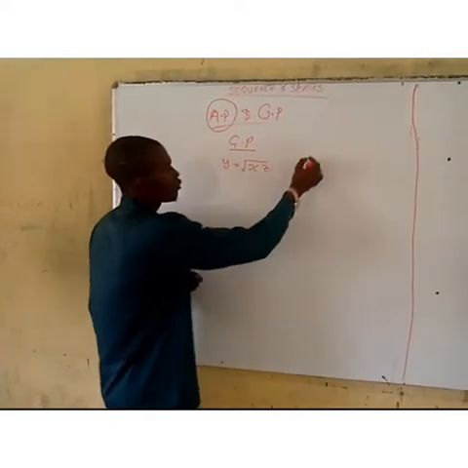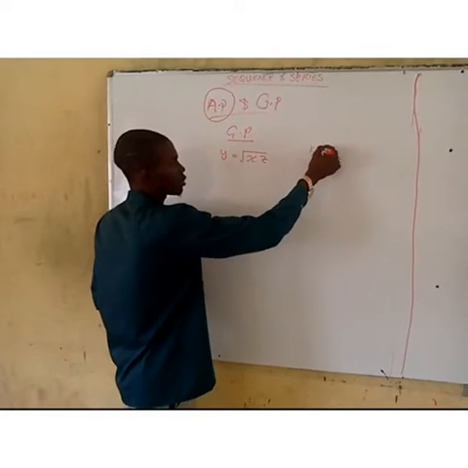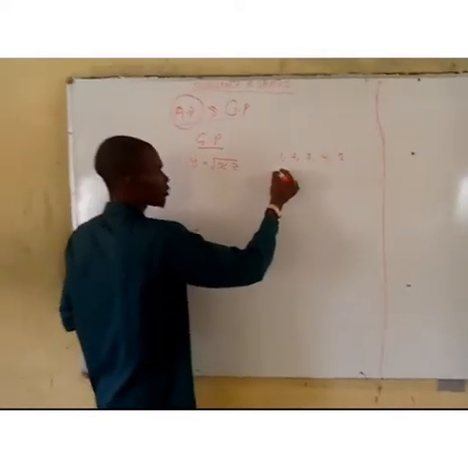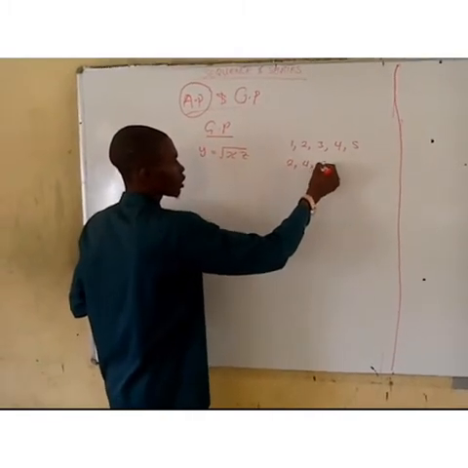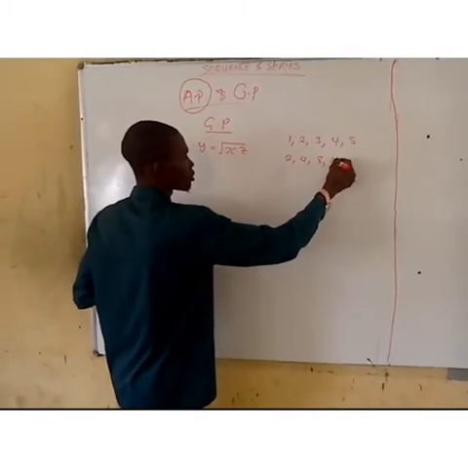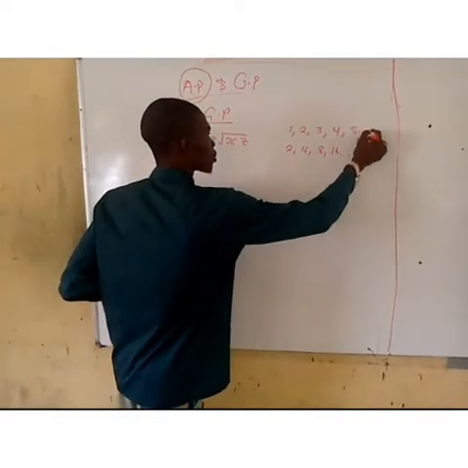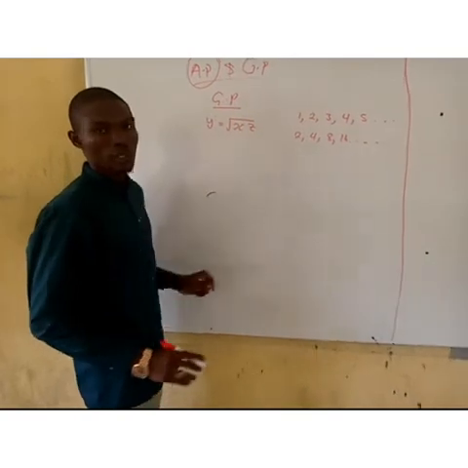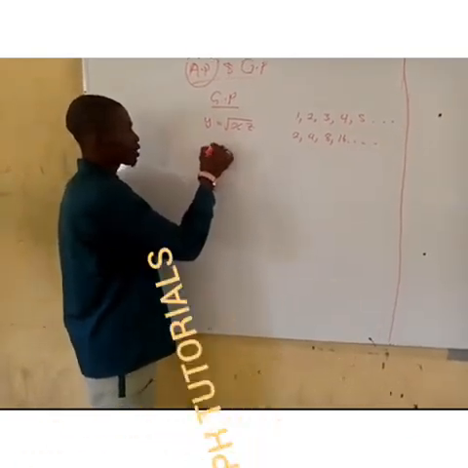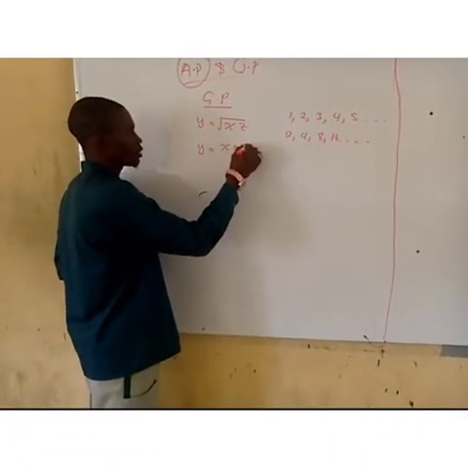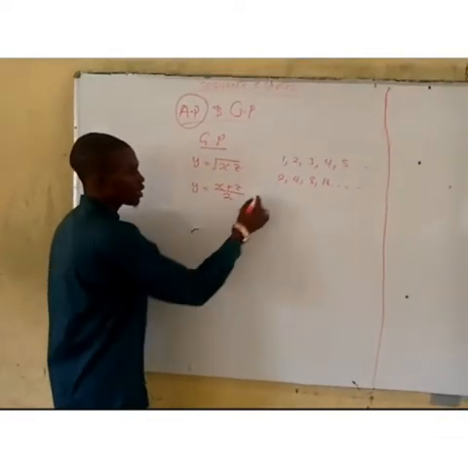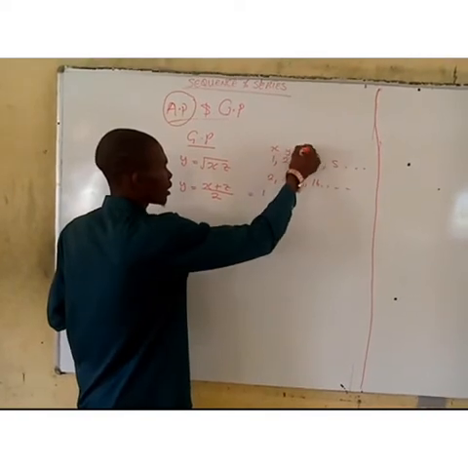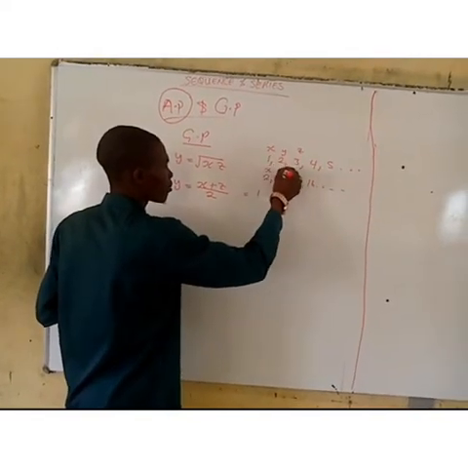For example, if you are given a progression as 1, 2, 3, and you are given 2, 4, 8, and you are asked to check whether the following is an arithmetic progression or a geometric progression. For an arithmetic progression, we say y is equal to (x plus z) divided by 2. So let's check for the first one. This is x, y, and z.